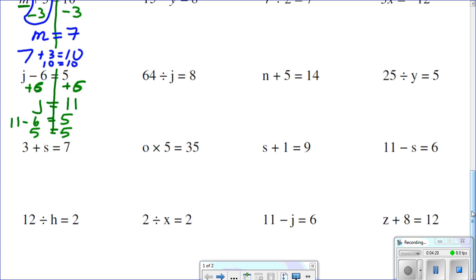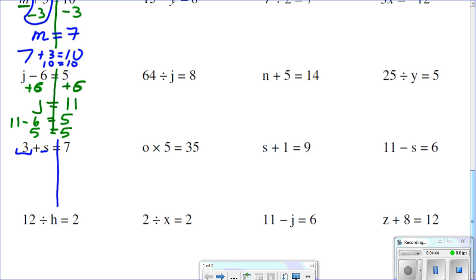If we look at the next one, 3 plus s equals 7. And so now the variable has switched position, which is fine. This is still what we need to figure out. So 3 plus something equals 7. I'm sure you could do that mental math, but we're going to work backwards.